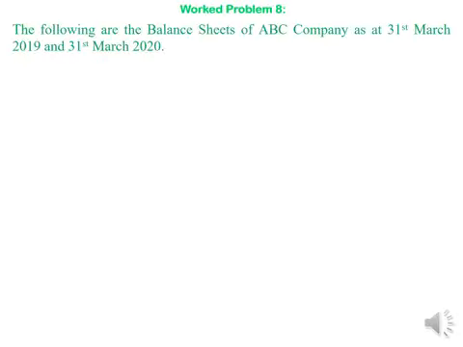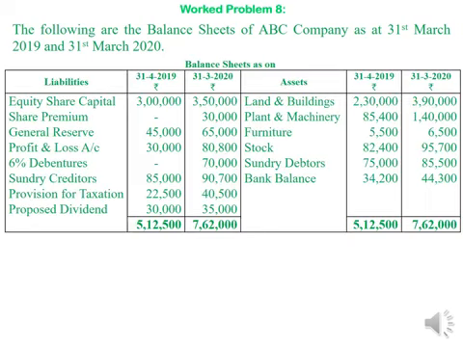Problem number 8. The following are the balance sheets of ABC company as on 31st March 2019 and 31st March 2020. Balance sheets on both the dates are given. On liability side, equity share capital rupees 3 lakhs and rupees 3,50,000. Share premium nil and rupees 30,000. General reserve rupees 45,000 and rupees 65,000. Profit and loss account rupees 30,000 and rupees 80,800.